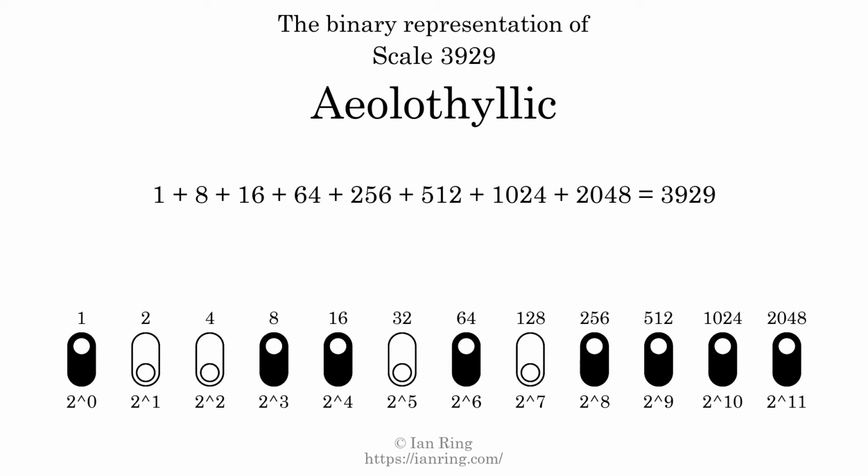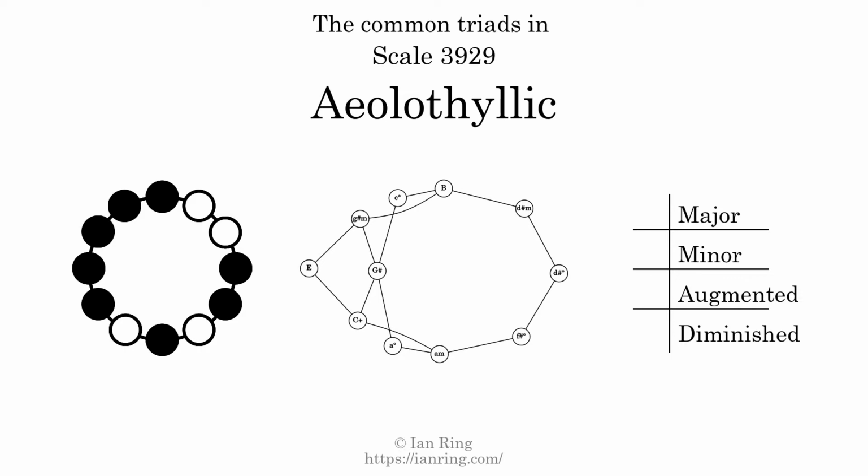That is why the scale number, in decimal, is 3929. The scale number not only enumerates the scale with a unique index, but it also literally describes the tonal content of the scale. Represented as a binary number in base 2, the scale number is 111110110001. Here are the common triads present in this scale.